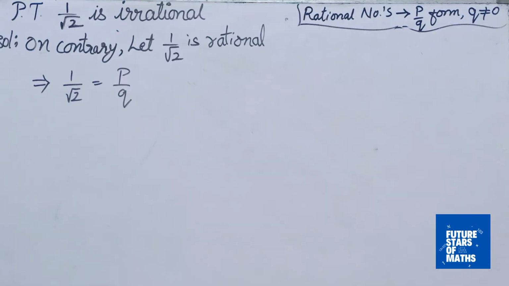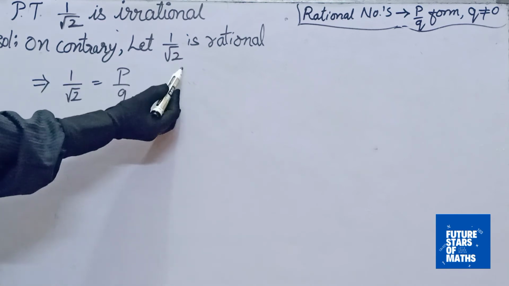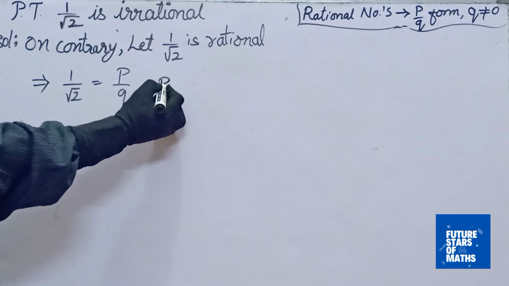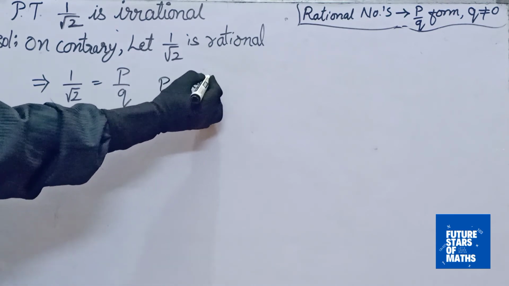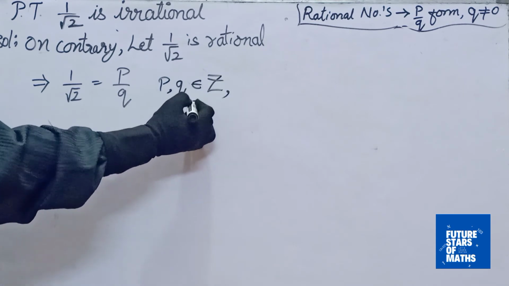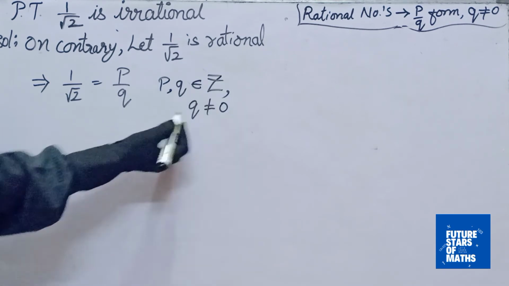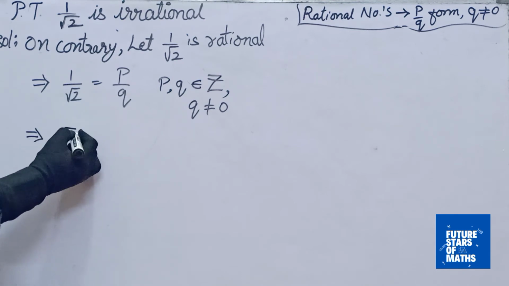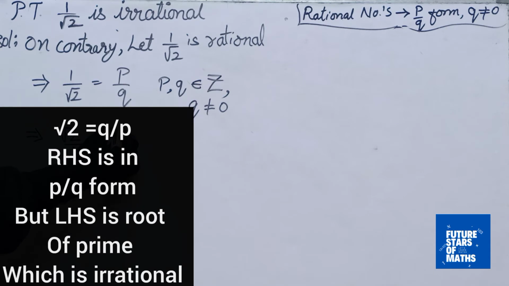Next sum is: prove that 1 by root 2 is irrational. So on the contrary, we will suppose that 1 by root 2 is rational. That is, it can be written in p by q form. So we can write 1 by root 2 equal to p by q, where p and q are integers and q is not equal to 0. Okay. So by reversing this, we get root 2 by 1 equal to q by p.